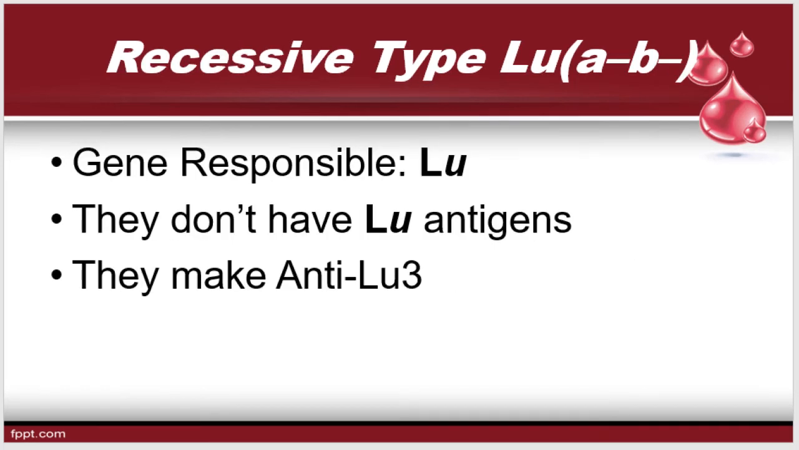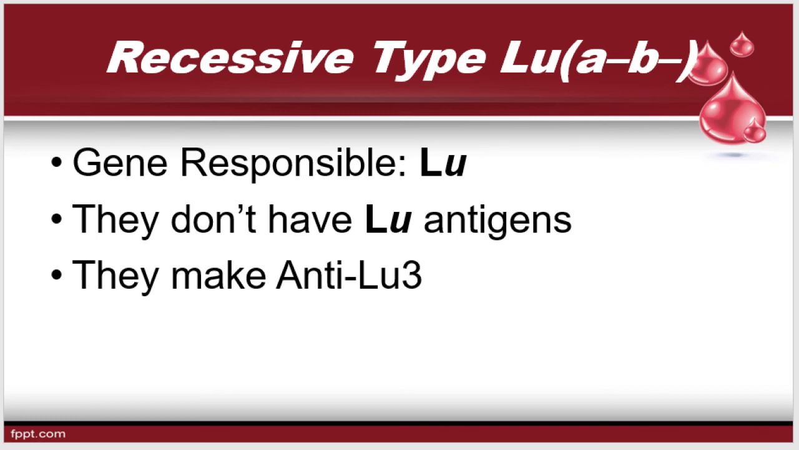Next is the recessive type LUA negative and B negative. The gene responsible for it is the LU gene. In some families, the LUA negative, B negative phenotype demonstrates recessive inheritance, the result of having two rare silent alleles, Lu/Lu, at the Lutheran locus. The parents and offspring of this null may be LU A negative, B negative, but dosage studies and titers show them to carry a single dose of LUB. They don't have LU antigens.